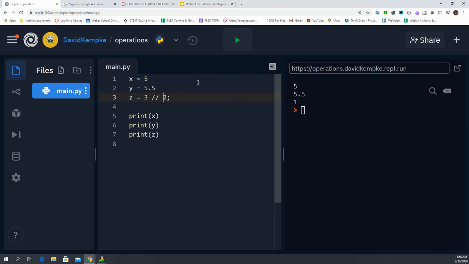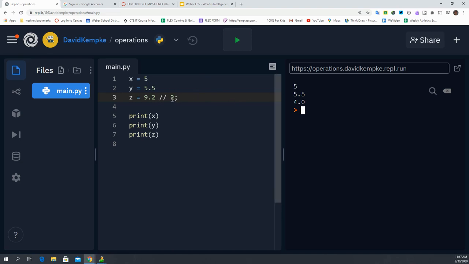Let's see if I did something like 8. So 8 divided by 2 should be 4, right? Well, let's see 9.2 divided by 2 is still 4. And that is because this gives us the closest whole number. So 9.2 halved is 4.6, but we want the closest whole number, so we get a 4.